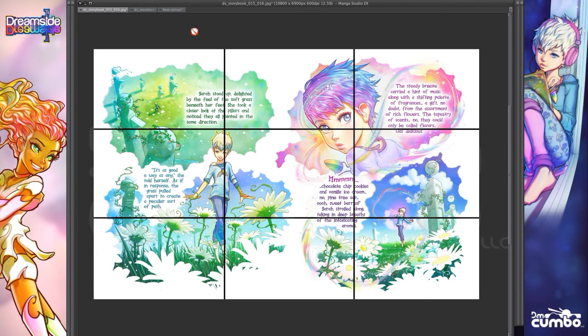So as you move forward and improve as artists, you want to make sure that composition is a big part of your focus. Okay, so that's it for today.